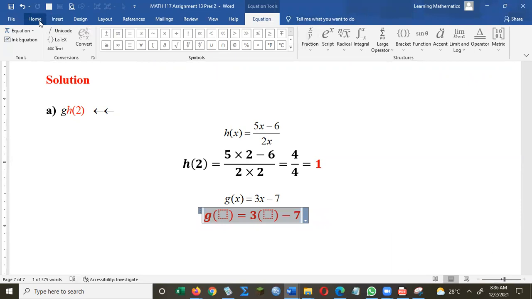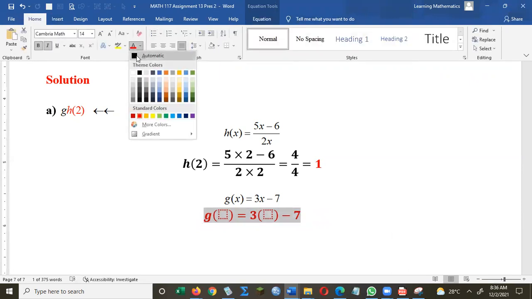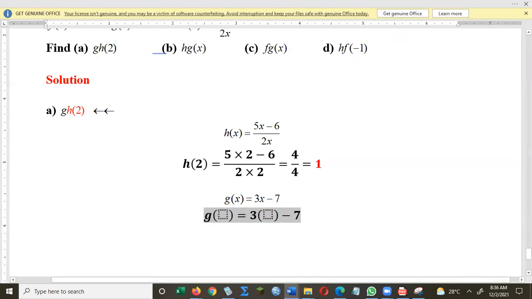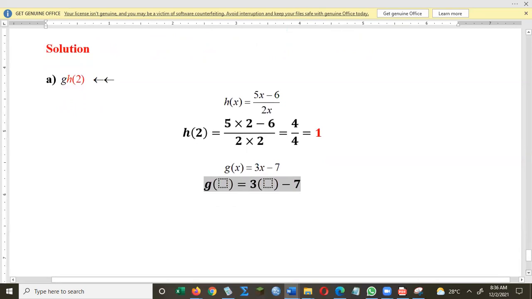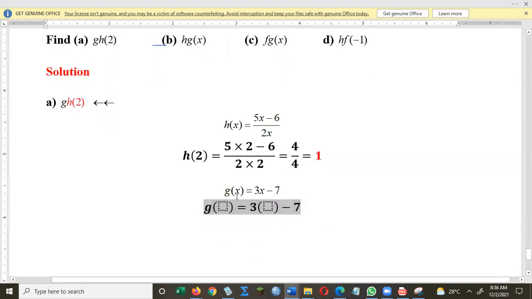Why do you think we have to change all X's to brackets? Anybody? Someone says because X is 2. Anybody else? Why do we have to change the X's to brackets now in our second step? Yes.